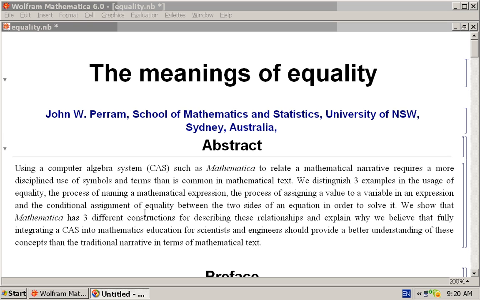We show that Mathematica has three different constructions for describing these relationships and explain why we believe that fully integrating a computer algebra system into mathematics education for science and engineers should provide a better understanding of these concepts than the traditional narrative in terms of mathematical text.